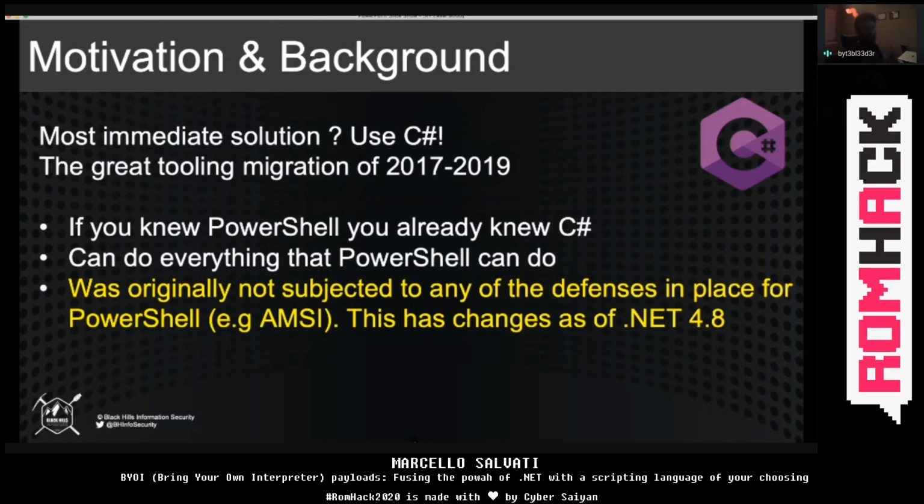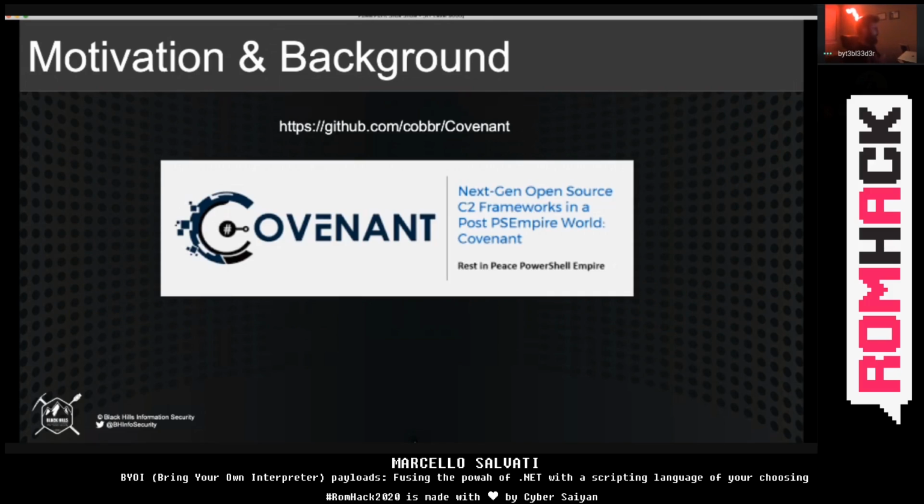So .NET 4.8 introduced AMSI in the underlying .NET framework as opposed to just the PowerShell runtime. So now you can signature, so now you can detect malicious C# binaries as well. But again, we'll talk about that in a second, okay?